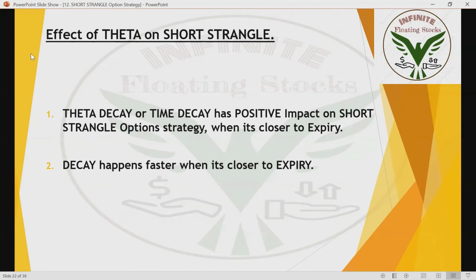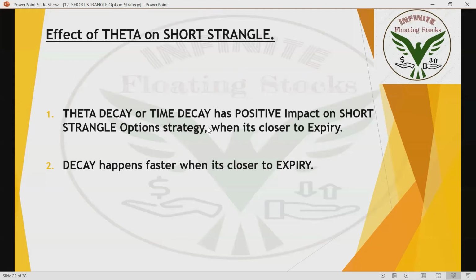Theta decay or time decay will have a positive impact because premiums will decrease. That's what we want, because we are an option seller here. We sold out of the money call options, and we also sold out of the money put options. That means we need premiums to come down to zero. That is why we should love theta, because theta is helping us bring the value of the premium to zero. That is why people say theta is the best friend of an option seller.